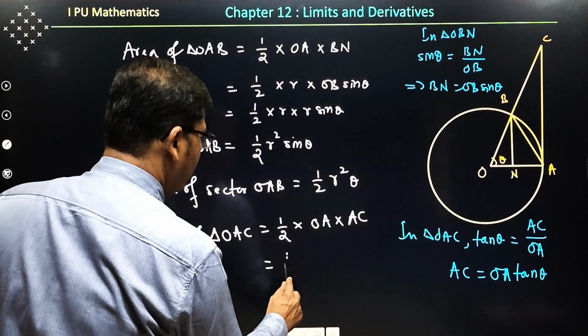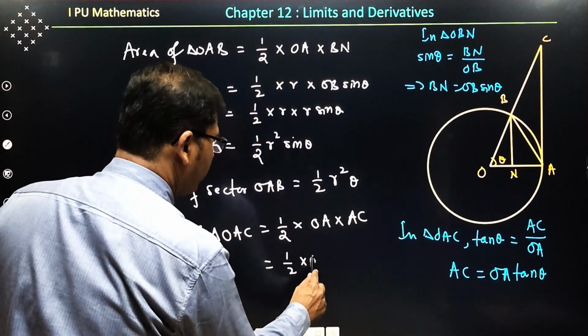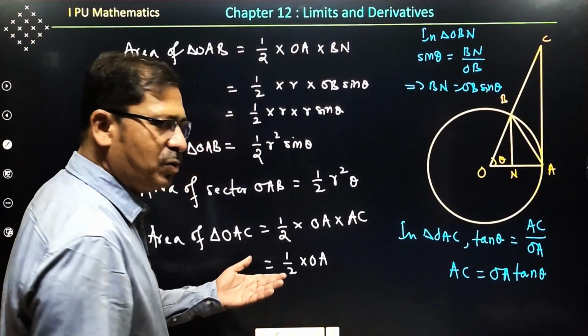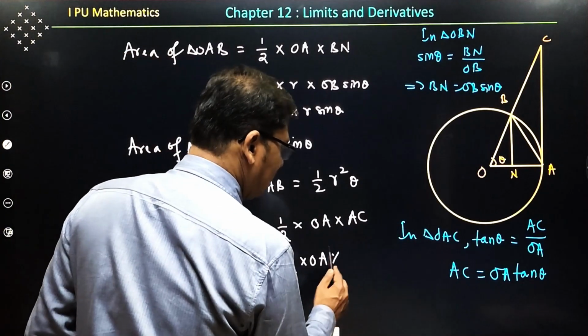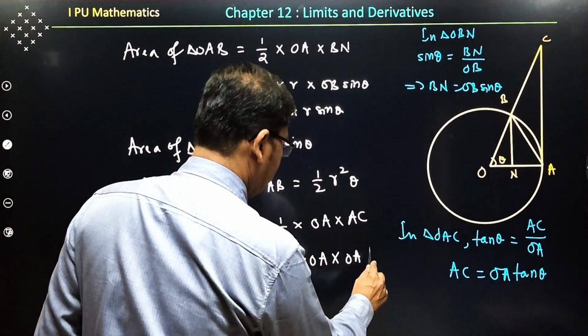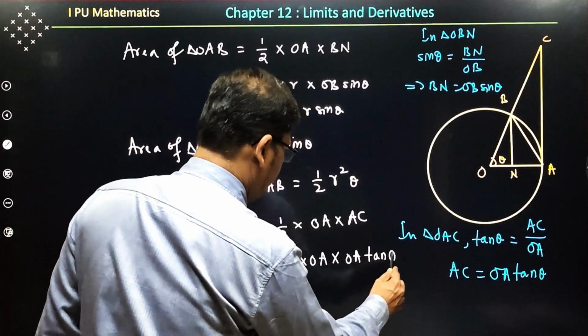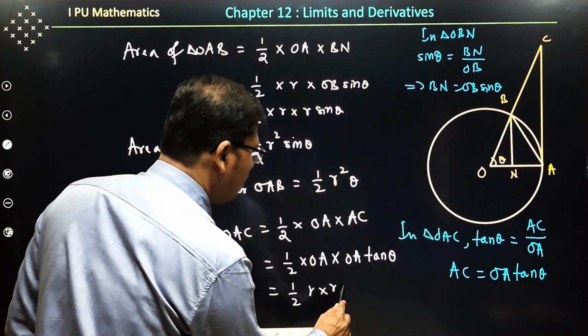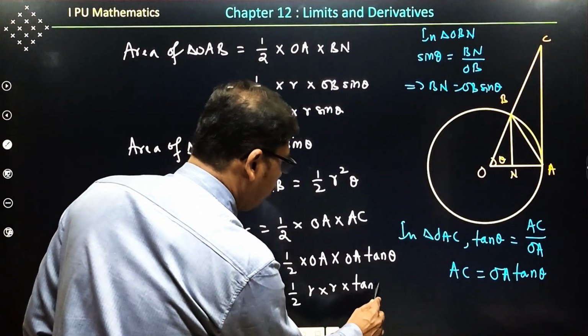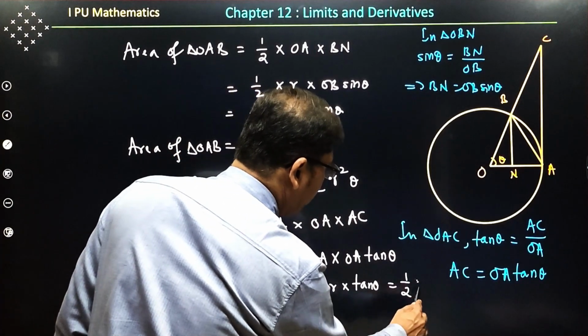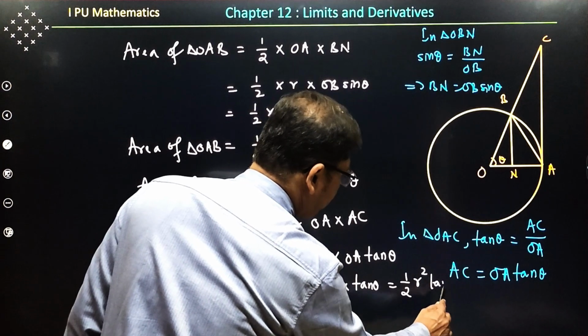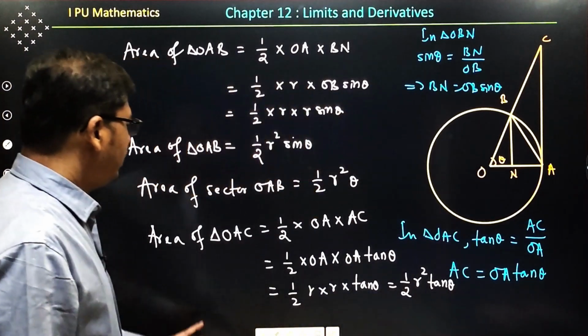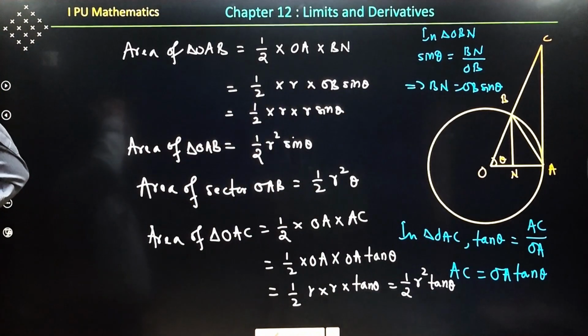So it becomes 1 by 2 OA. For the time being you write as it is, or you may substitute R here. AC is nothing but OA tan theta here. So OA is R, the radius here. So 1 by 2 R into tan theta. So altogether what we will get here is 1 by 2 R square into tan theta. What is equal to? Area of triangle OAC equal to this.